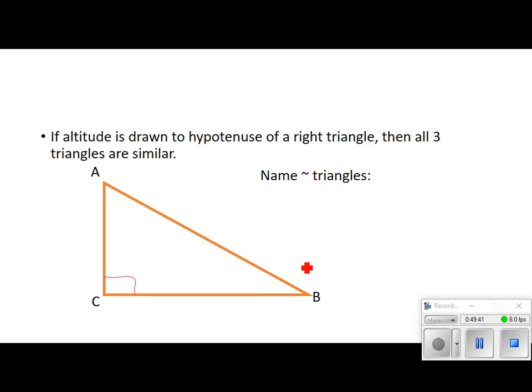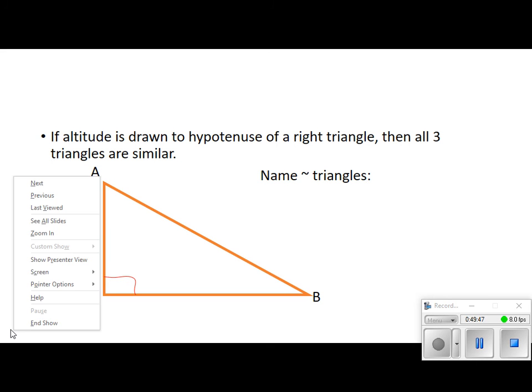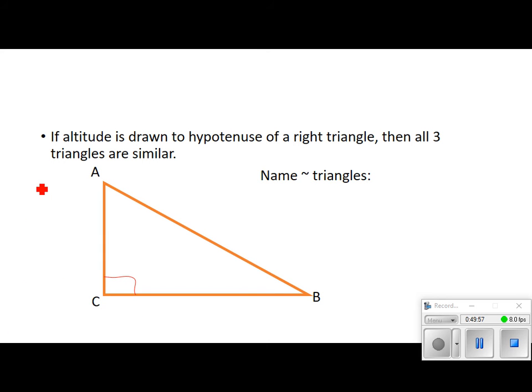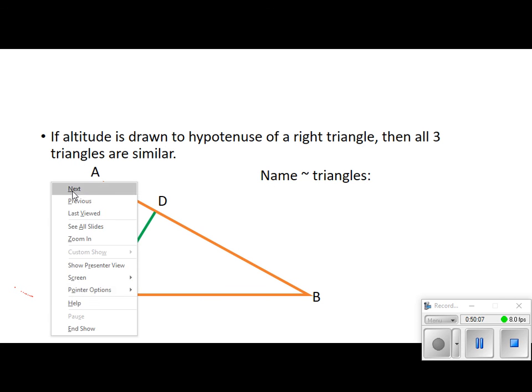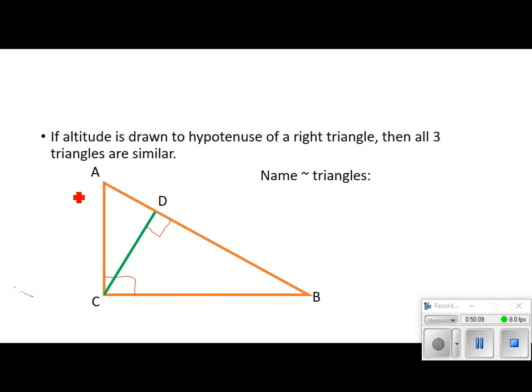All right, watch what happens here. We have a right triangle. Bobby, focus. If an altitude is drawn to a hypotenuse, so we have that, that's our altitude. What's it going to form down here, or over here? A right angle. So it's going to form a right angle right there. Draw that in.